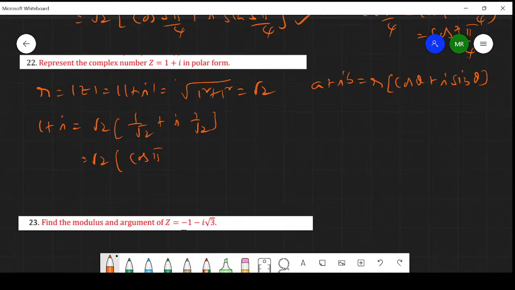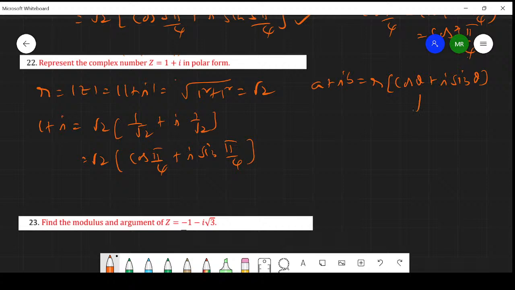In the first quadrant, very simple. Cos pi by 4 plus i into sin pi by 4. So this is the polar form of the complex number. Here, what is the modulus of the complex number? Root 2. What is the amplitude? Pi by 4. Sometimes they may say argument. Amplitude or argument, both are the same.